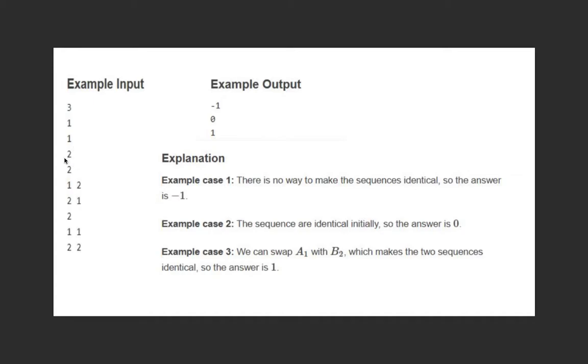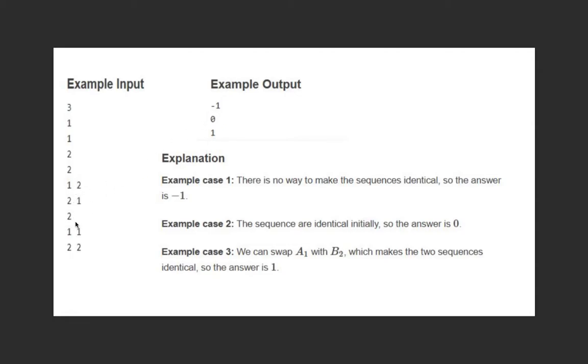For the second test case, we have the total number of elements as two and two. Okay, so what we can do is that we will be given two elements in both the arrays, 1 and 2 in the first array, and in the second array we have 2 and 1. So we have to make them identical. Since they are already identical, the answer is 0.